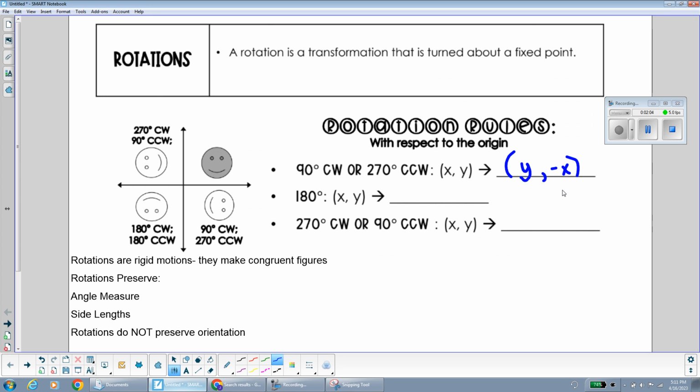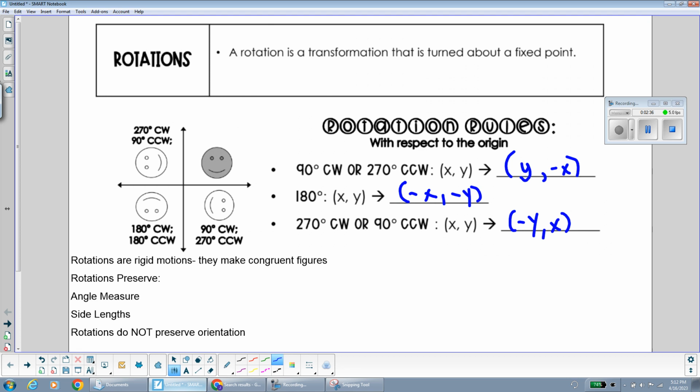you switch the order. For 180 degrees, and that's the same in both directions, the rule is that you change the sign of both of your coordinates. Nothing changes with the order, you just change the sign. So that one's a pretty straightforward one. For 270 degrees clockwise, which is the same thing as 90 degrees counterclockwise, you take your original coordinate, you switch the order, and you make the original y coordinate the opposite sign.